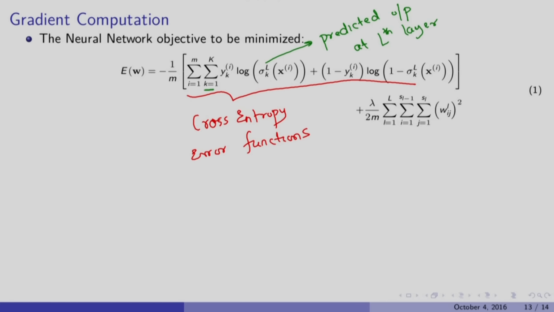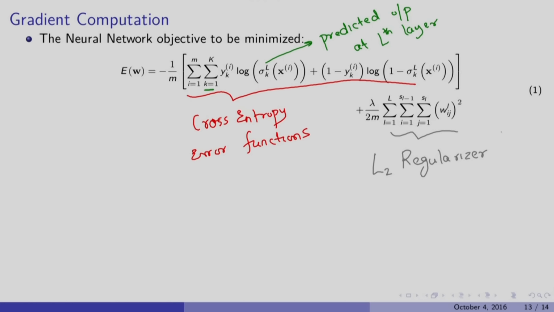In addition, we use a regularizer to avoid overfitting. This regularizer is the L2 regularizer. We have already motivated its inclusion through Bayesian inference or the MAP inference problem. The question is, how do you minimize this error?